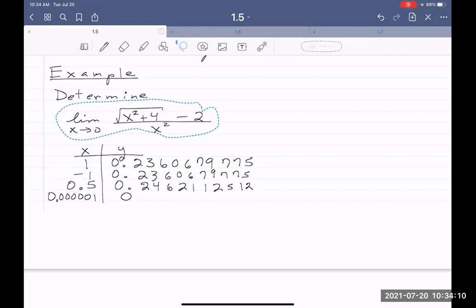Anyone think anything different? Dividing by 0 will be like infinity or something. Infinity. So people think infinity. So 0, infinity. Okay.